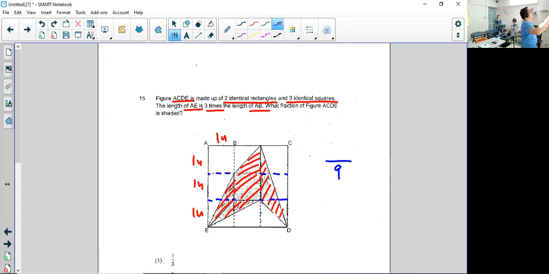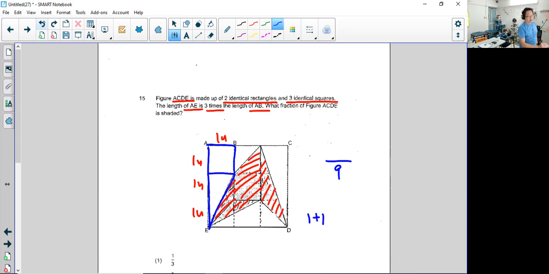Well, it's very hard to look at the shaded, so how about looking at the unshaded? If you look at the unshaded, how many squares make up the unshaded? For this triangle, that will be 1 square unshaded. How do you know that? Because you just have to form a rectangle, which is made of 2 squares, and then divide by 2. And over here, that will be another square unshaded, so plus 1.